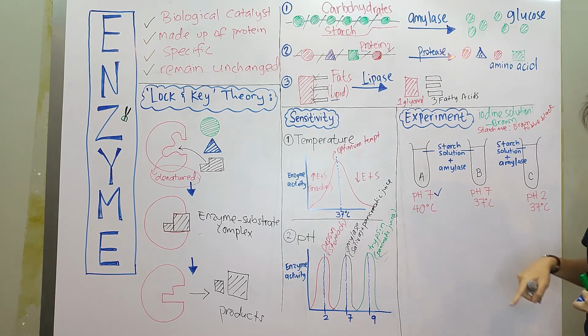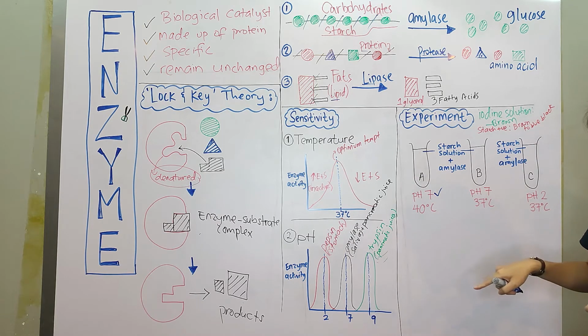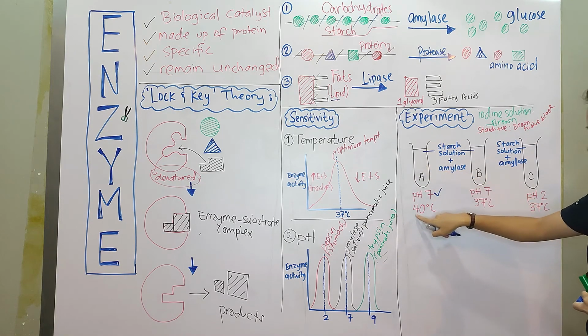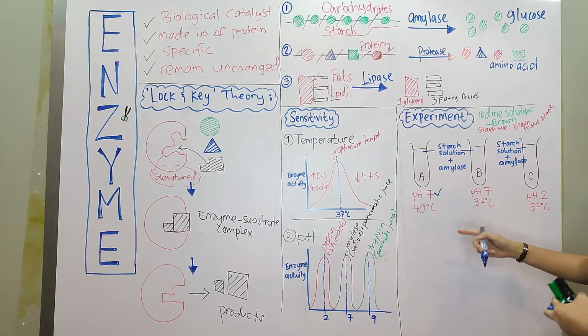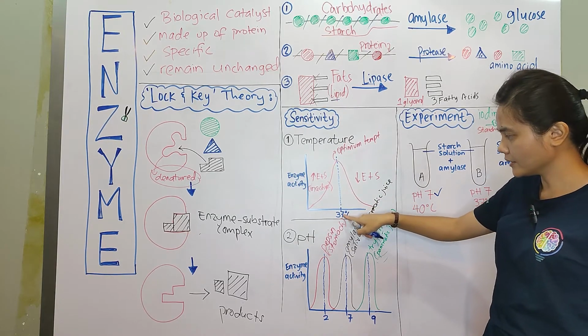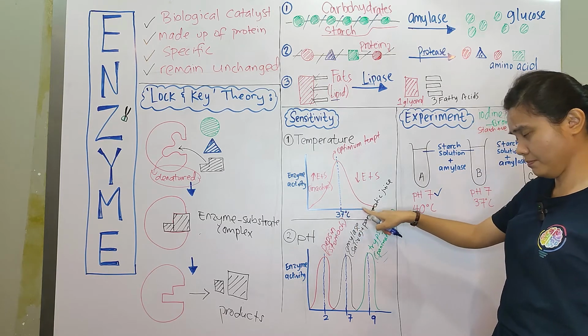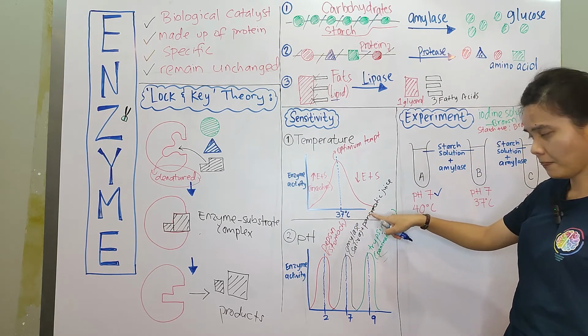But how about the second factor? It is 40 degrees Celsius. So this solution is heated up to 40 degrees Celsius. Then you go here. You have to think about the effect of temperature. The optimum temperature is 37, so it is beyond 37, 40 degrees.